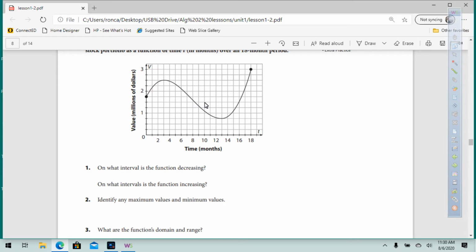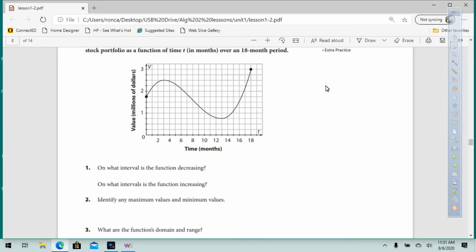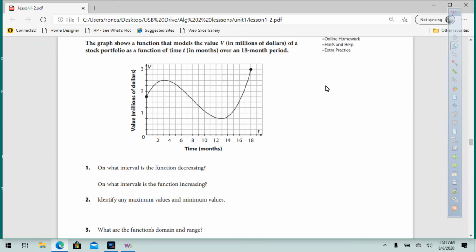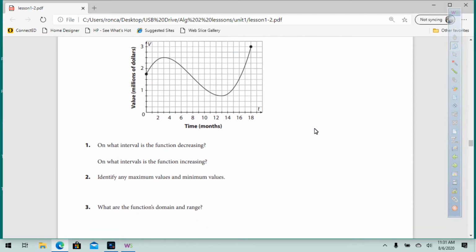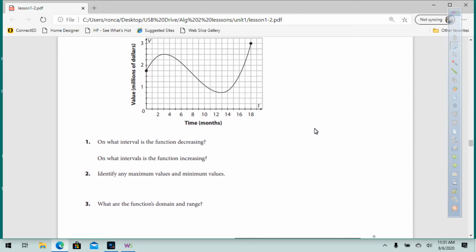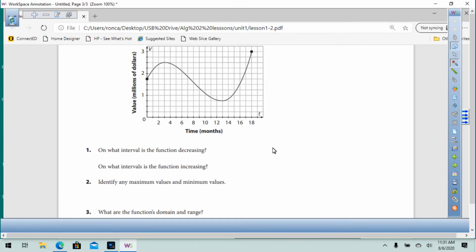The graph shows a function that models the value V in millions of dollars of a stock portfolio as a function of time t in months over an 18-month period. On what interval is the function increasing, or on what interval is the function decreasing? So let's take a look.